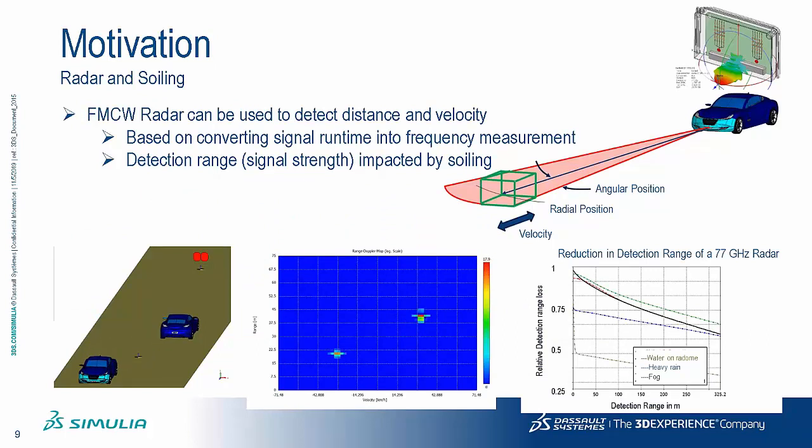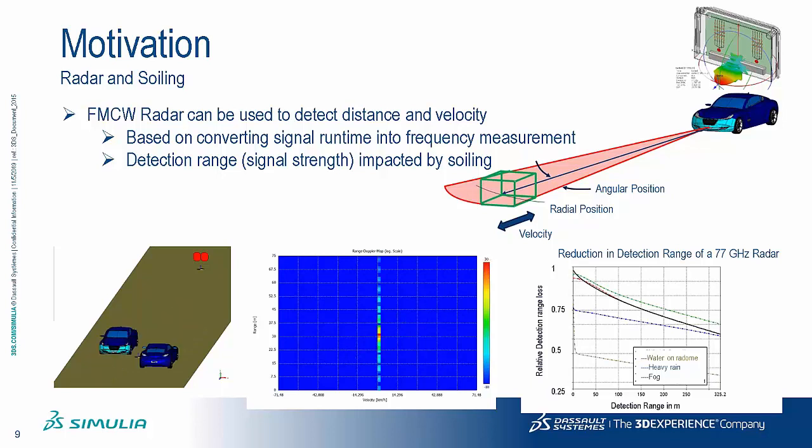Even radar is impacted by water deposition, especially the FMCW radar, which we're going to be using for detecting distance and velocity. So the distance at which it's going to be able to detect, or the strength of the signal coming back, is going to be impacted. You can see here, looking at this graph in the bottom right, that as we get water, we're losing a lot of the signal.